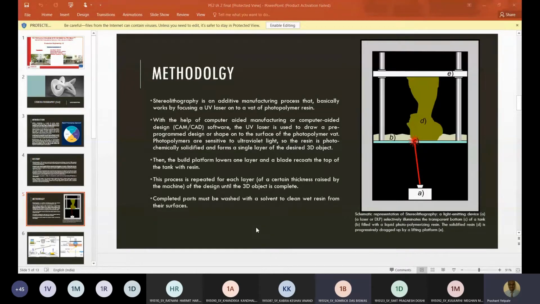Sir, is this slide visible on methodology? Yes. So the basic principle in stereolithography is that there is a laser beam, a UV laser, which interacts with liquid plastic resin, and the resin solidifies because of the interaction of the photons from the UV beam. The specific wavelength of the UV beam is very important to be controlled properly. First, one has to make a CAD design of whatever they want to make and then save it as an STL file.